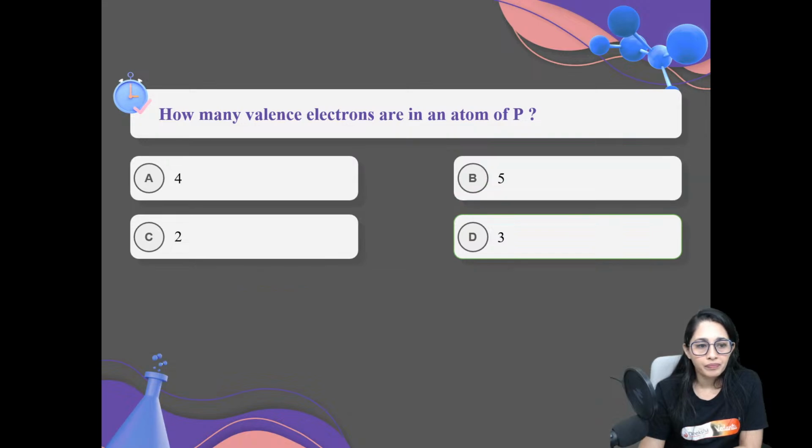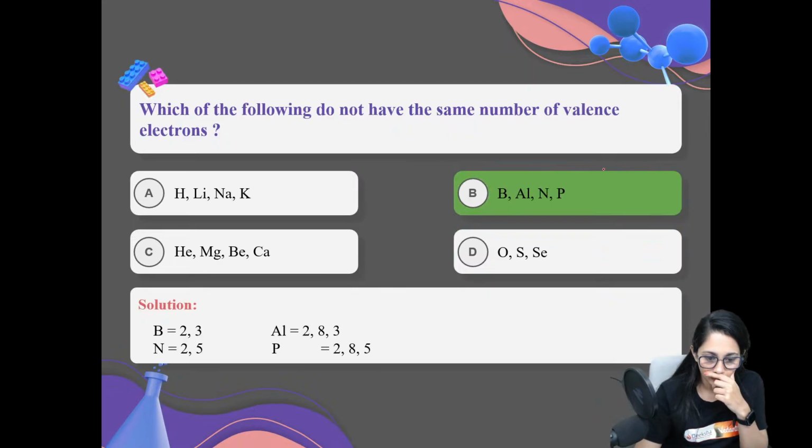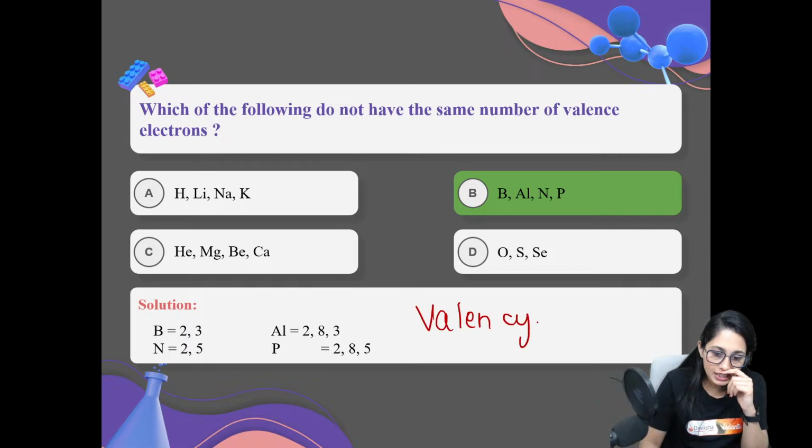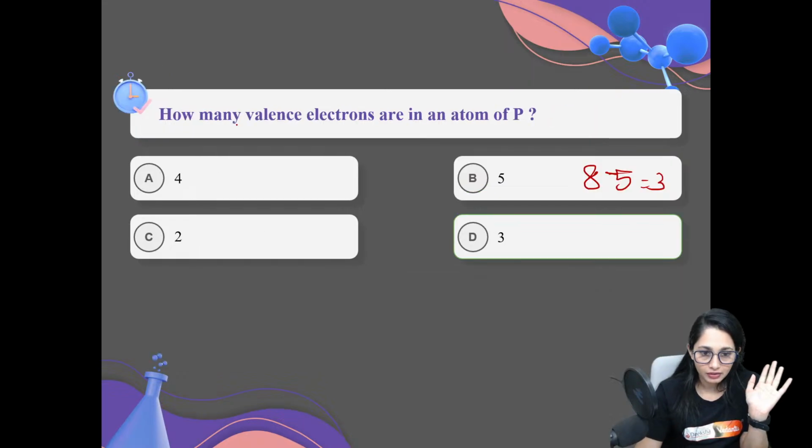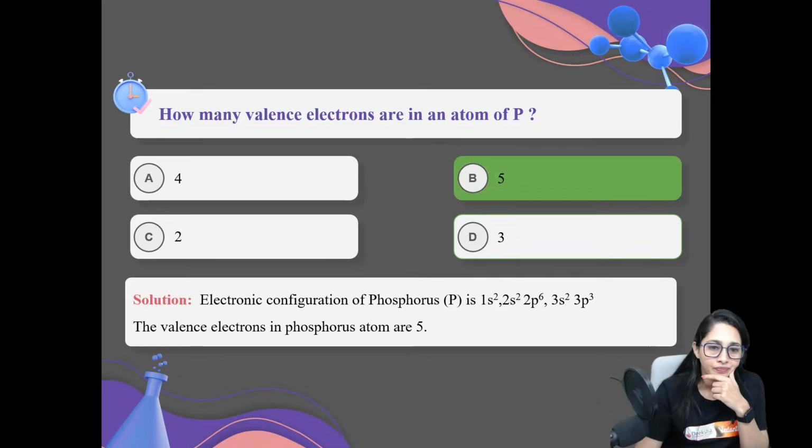Next. How many valence electrons are in an atom of P? Valence electrons are different. Valency is different. Valency of phosphorus will be 8 minus 5, which is equal to 3. Here also, see here, valency is equal. Valency of all these elements is 3 only. They are asking about the number of valence electrons. It is different. Valence electrons are different.